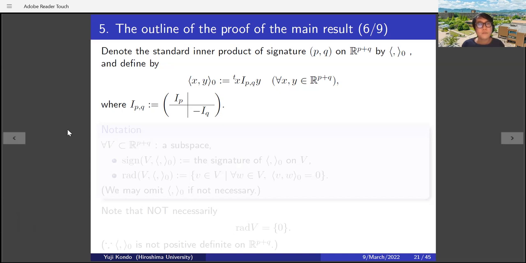So in order to classify flags by the action of OPQ, we here set some notations. Denote the standard inner product of signature PQ on RP plus Q by this notation, which is defined by this formula, where the matrix IPQ is given by this block decomposition. The left upper block is the unit matrix of order P, and the right lower block is the negative unit matrix of order Q.